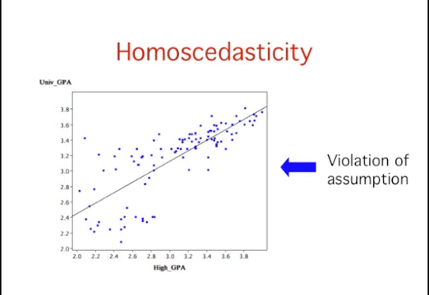The second assumption is homoscedasticity. This means the variance around the regression line is the same for all values of x. A clear violation of this assumption is shown in this figure. Notice that the prediction for students with high high school GPAs is very good, whereas the prediction for students with low high school GPAs is not very good. In other words, the points for students with high high school GPAs are close to the regression line, whereas the points for students with low high school GPAs are not.